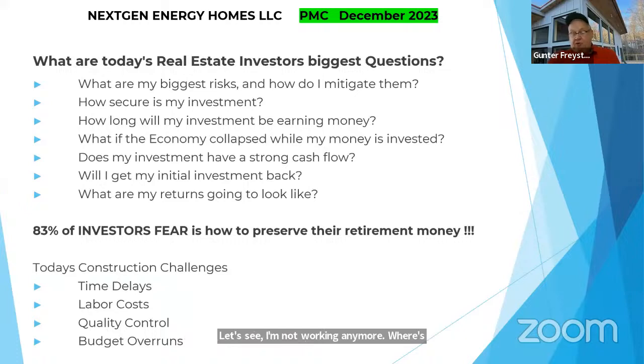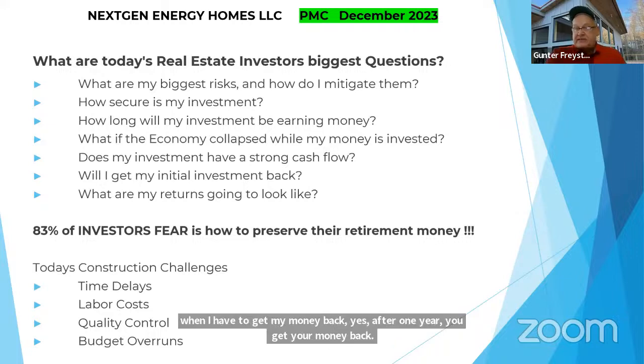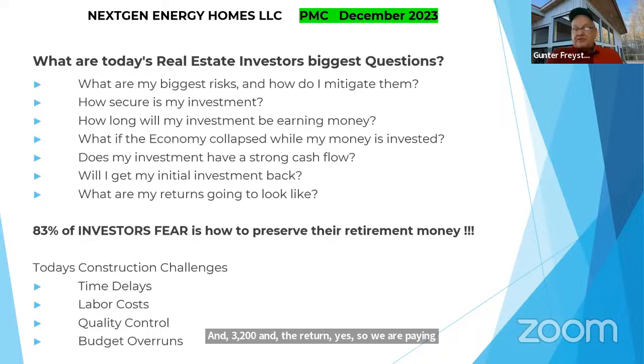So after 30 days, construction starts. We are making our monthly payments to our investors for the duration of 1 year. And the next question I put there, when do I get my money back? Yes, after 1 year, you get your money back. And the return, I already mentioned the return. I want to say this up front, right away, so that everybody knows. The way we do the returns, we are paying a 15% annual return.